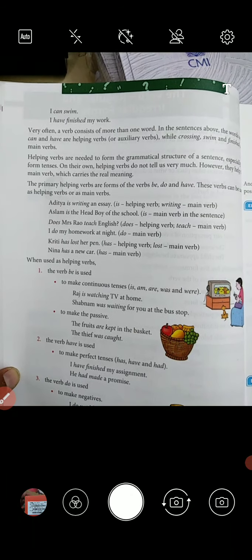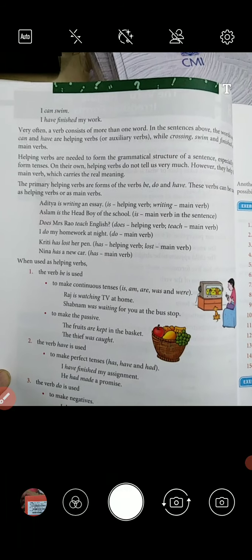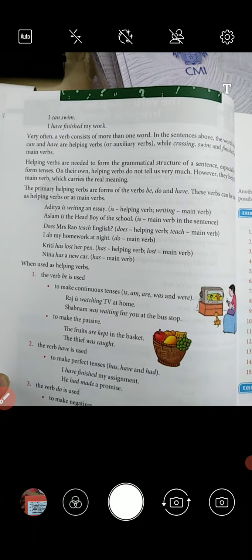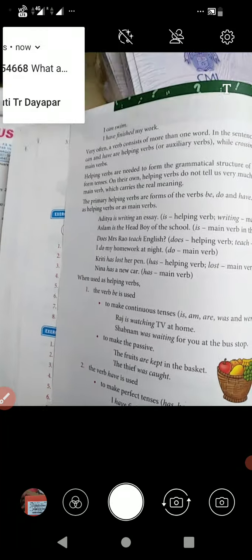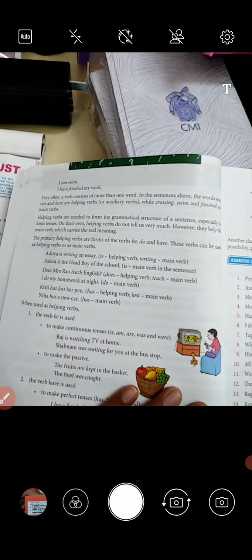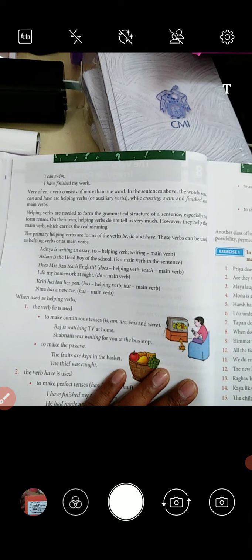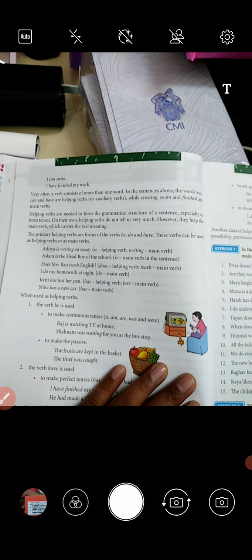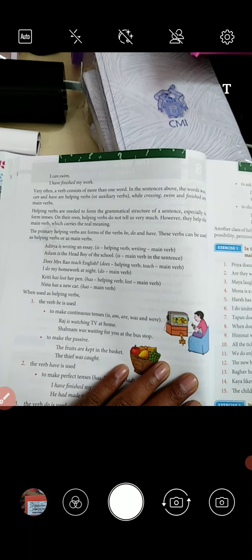Very often a verb consists of more than one word. In the sentences above, the words can and have are helping verbs or auxiliary verbs, while crossing, swim, and finished are main verbs. So in these sentences there are two types of verbs: one is auxiliary verbs and another is main verbs.